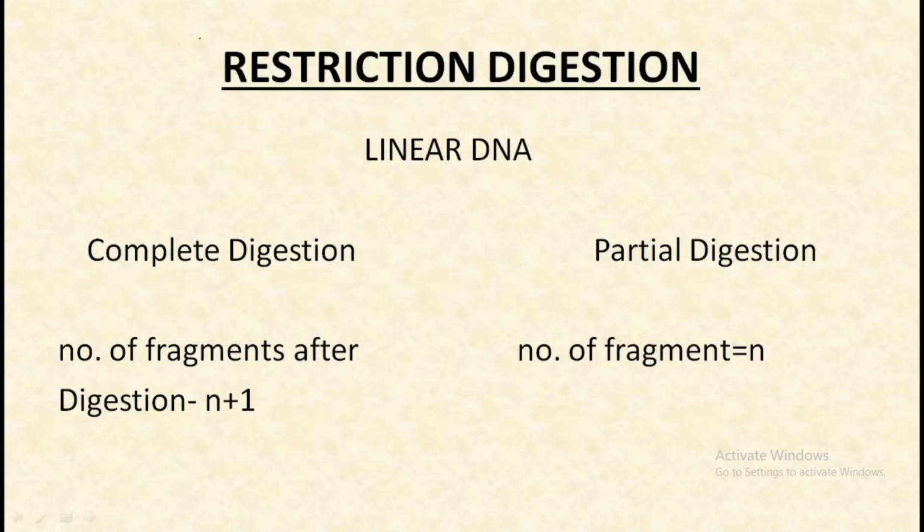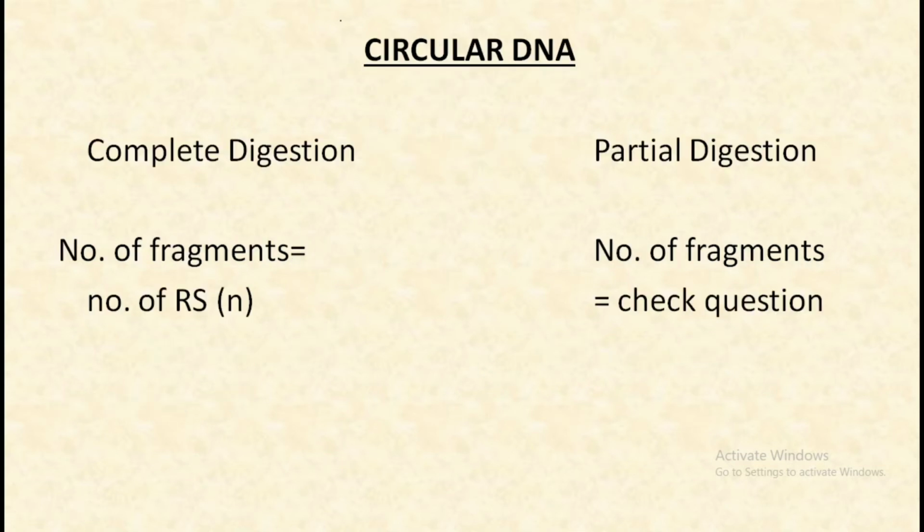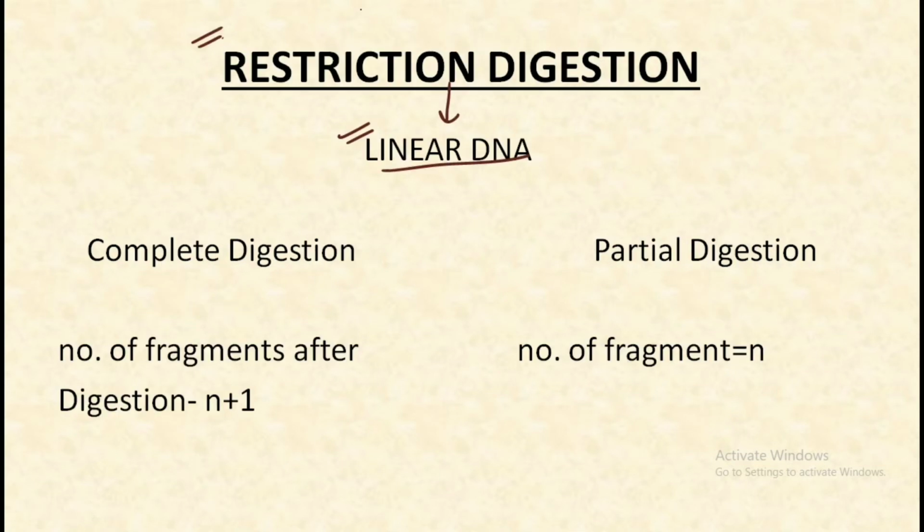So let's talk about restriction digestion in particular now. We have two cases of restriction digestion. The first case is for linear DNA and the second case is for circular DNA. Let's understand each one of them one by one. Consider we have this linear DNA with us. This linear DNA could undergo either complete digestion or partial digestion.